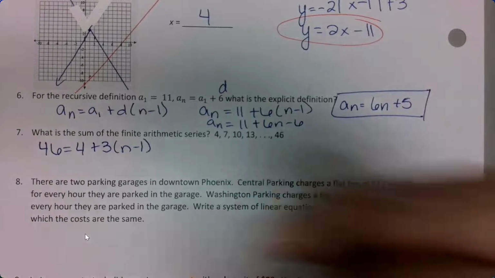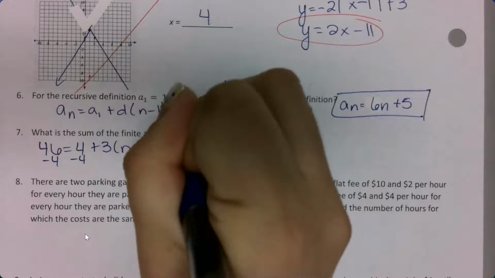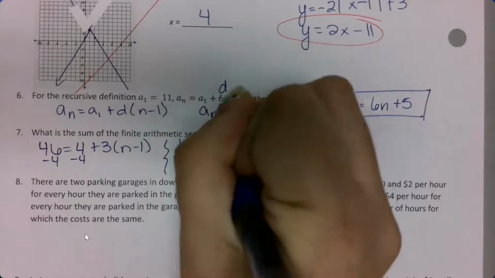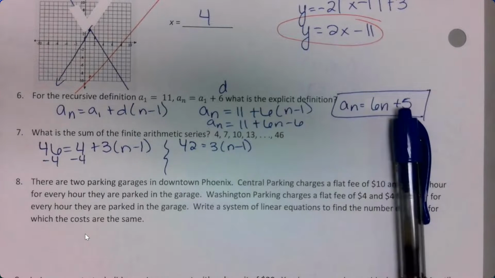Then I just want to go ahead and solve, so I'm going to subtract 4 on both sides. I get 42 equals 3n minus 1. I can choose to distribute the 3. I personally am going to divide it on both sides.